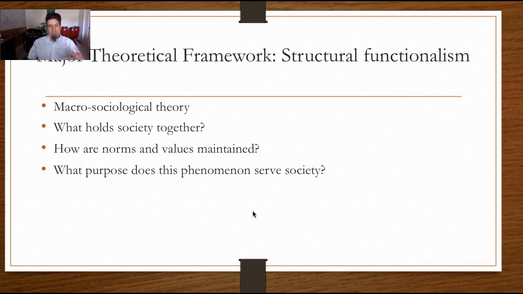Any issue in structural functionalism is thus approached with the following question: what purpose does this phenomenon serve in society? So it must serve some function. And that's usually how structural functionalists approach different questions. So, for instance, most of us may think that crime serves no function. It's terrible. We need to eliminate crime. But structural functionalists would argue that, well, actually, crime helps society define what its moral boundaries really are.